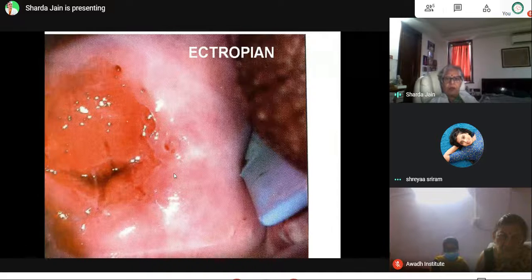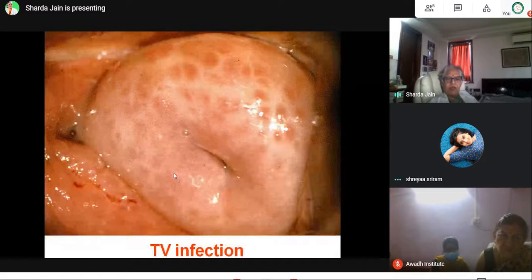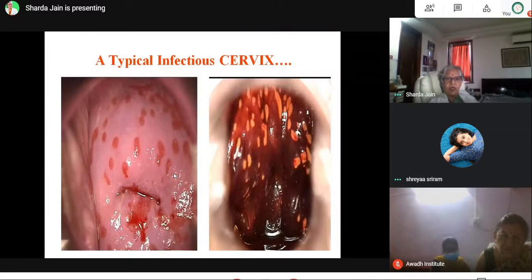Ectropion, I was talking about. Sometimes you have a TB infection or Trichomonas vaginalis infection, and you find appearances like this. But when you stain it, it appears this way, like leopard skin. You can find all brown, and these are the areas of infected glands.